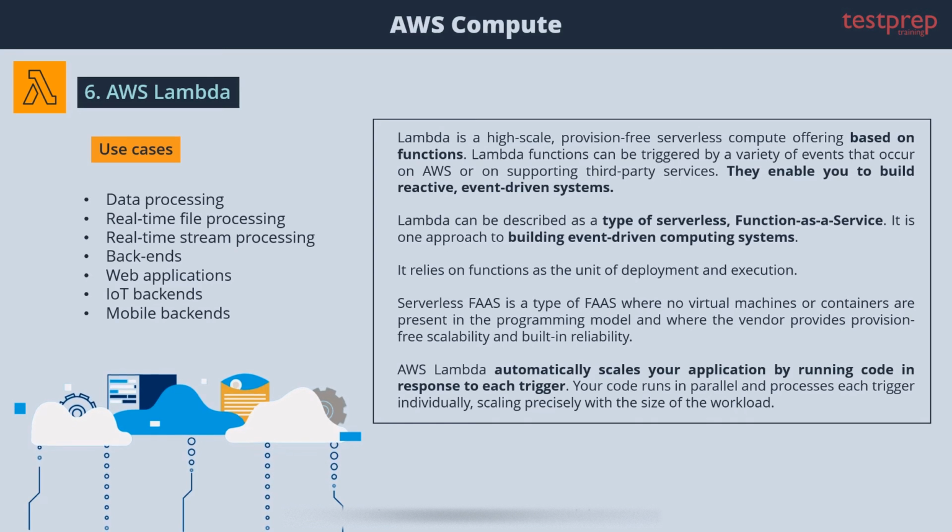In the serverless FaaS model, no virtual machines or containers are present in the programming model, and the vendor provides provision-free scalability and built-in reliability. AWS Lambda automatically scales your application by running code in response to each trigger. Your code runs in parallel and processes each trigger individually, scaling precisely with the size of the workload.